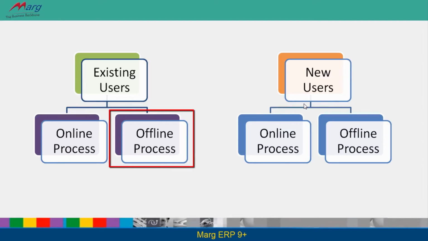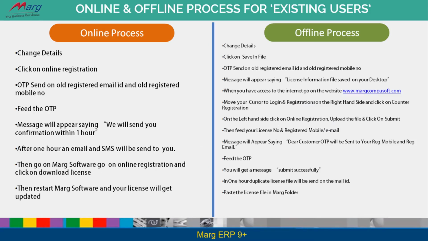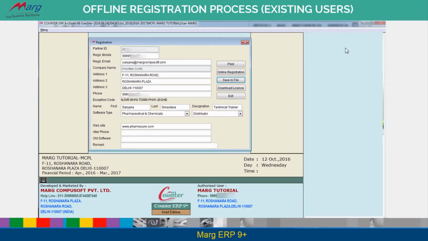Now we will see the offline registration process for existing users. Basically, for the offline process, you can save your license details file on your desktop after filling the license details in your software. After that, when you have access to the internet, you can upload that file on our registration panel. After changing the details, we'll click on save in file.